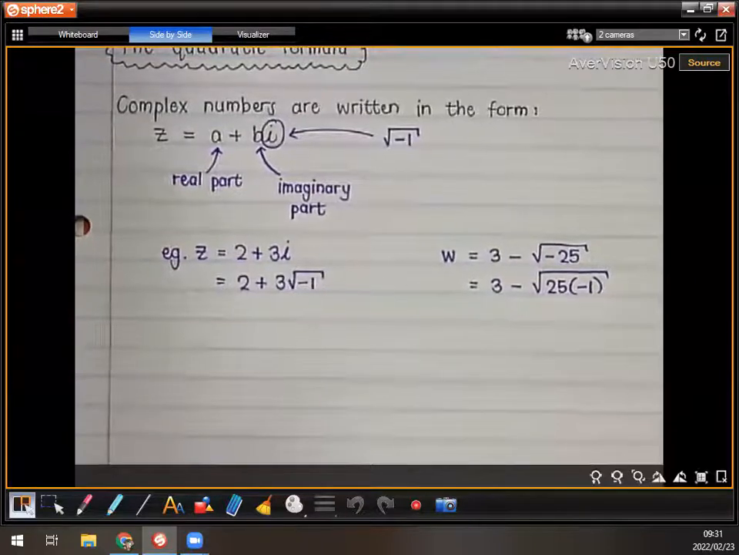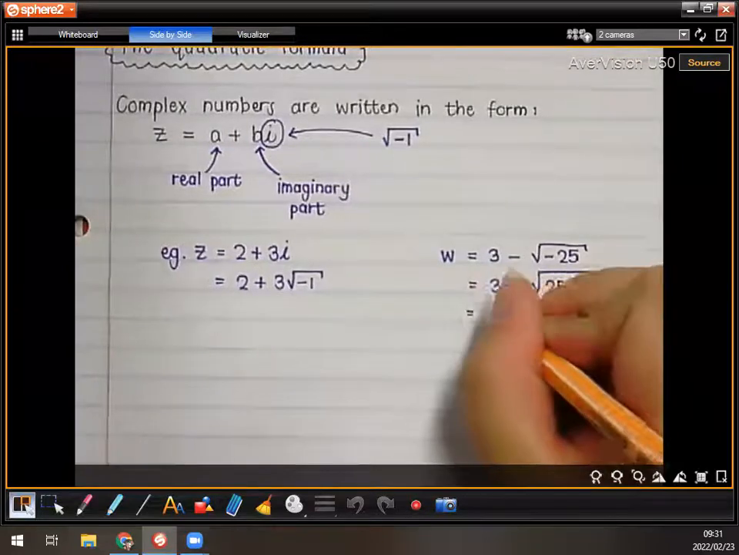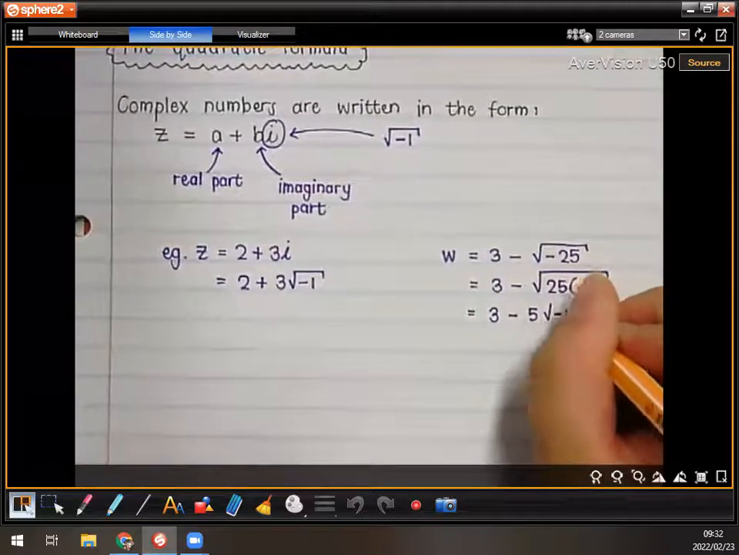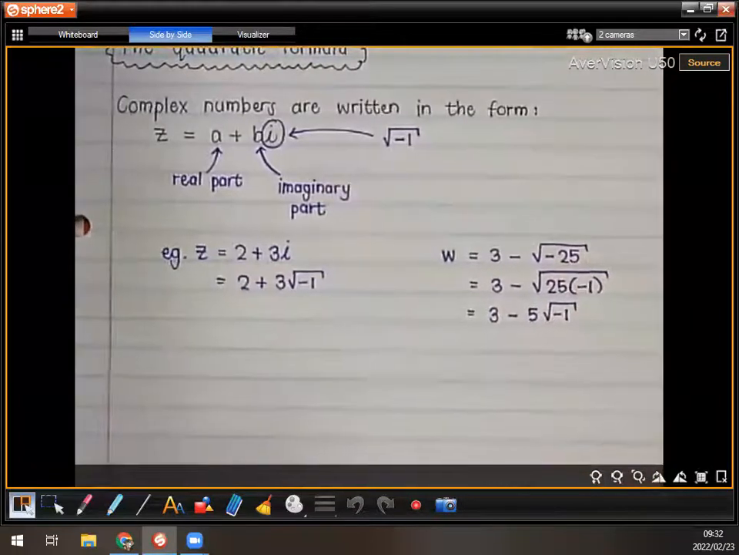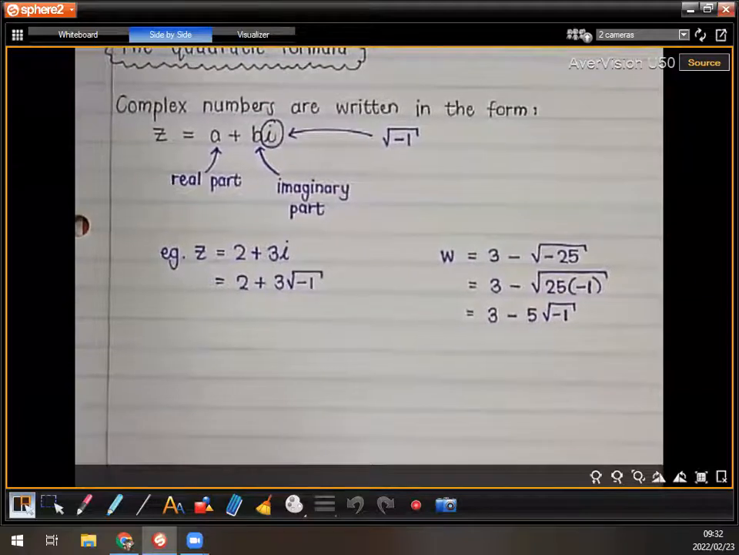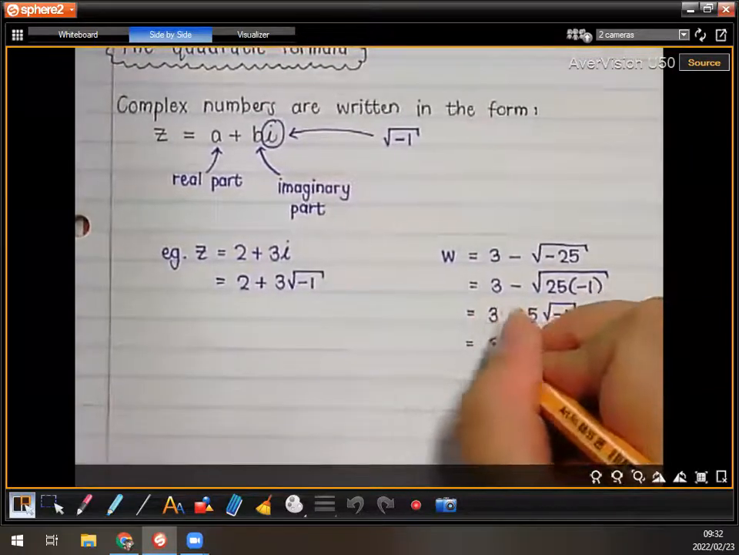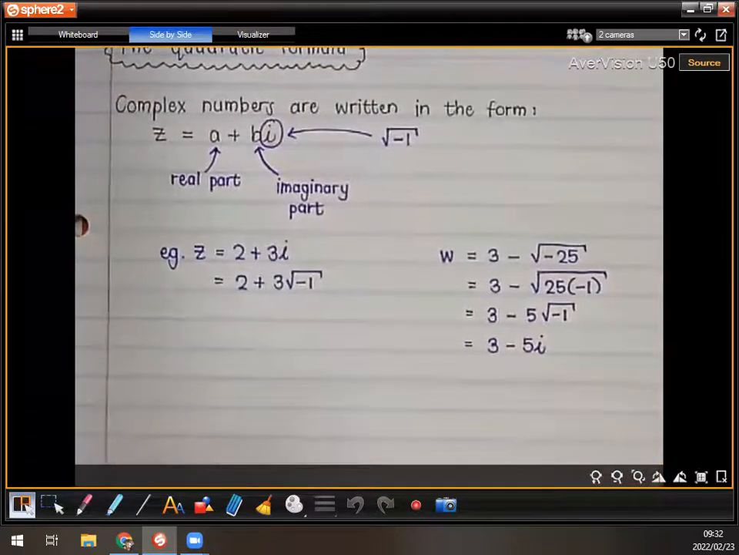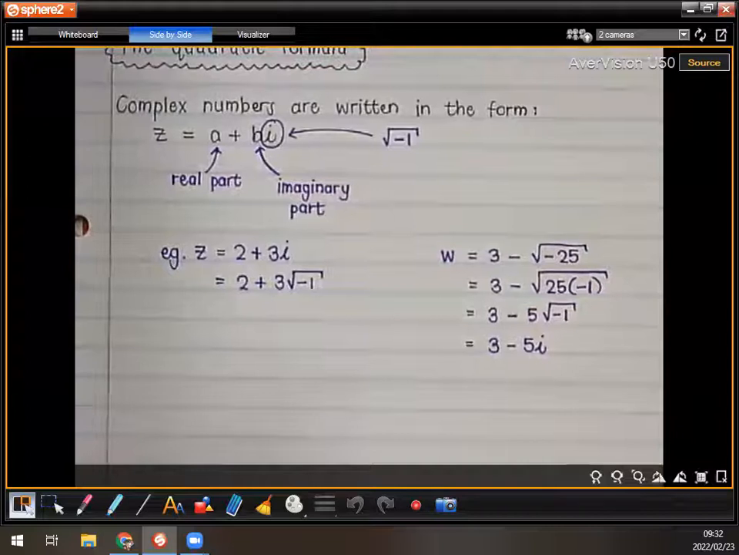And guys, does 25 have a square root? Yeah. What is it? 5. So this is 3 minus 5 times the square root of -1. And now what is the square root of -1? i. Okay, so we can write this as 3 minus 5i. That's not too bad, just something that we need to get used to.